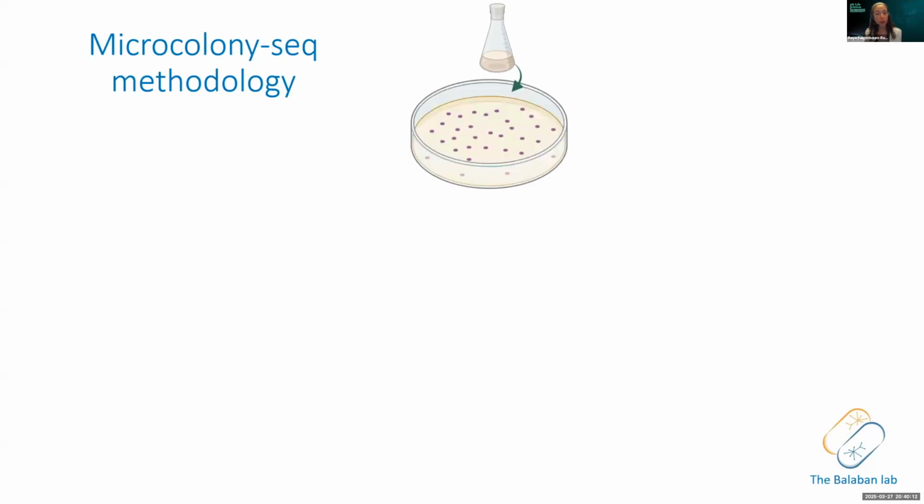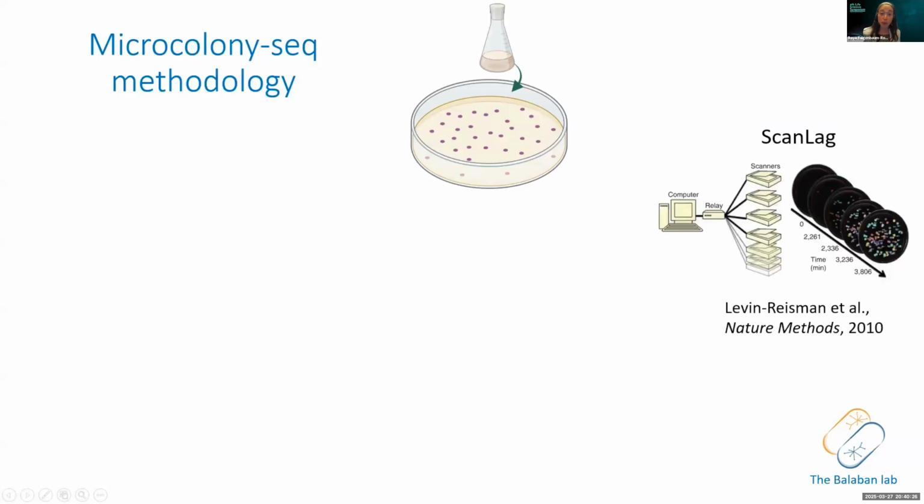Now we want to determine the time point where very small colonies, microcolonies, are starting to appear. It is very important to sample these colonies at the exponential phase, because we see that some phenotypic heterogeneity is lost when the colonies are at stationary phase, like the overnight regular colonies that we use. For that, we use the ScanLag methodology. This is an automated imaging technique developed in the lab. It enables us to determine the exact time point at which very small colonies, microcolonies, are starting to appear.